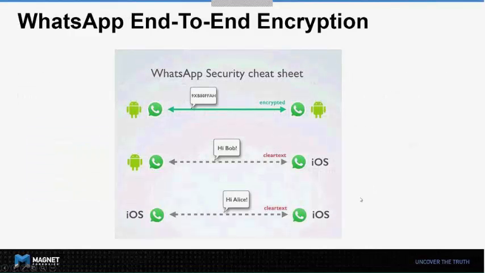And this just shows how WhatsApp is doing their encryption. Android to Android is encrypted. Android to iOS is not yet, and iOS to iOS is not, but these are something that they're working towards getting to as fast as possible.